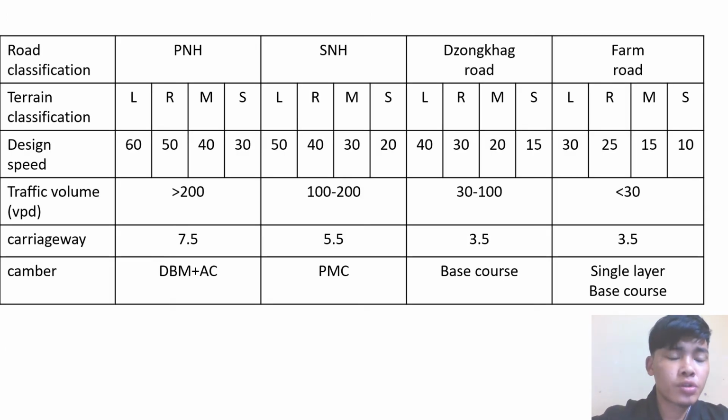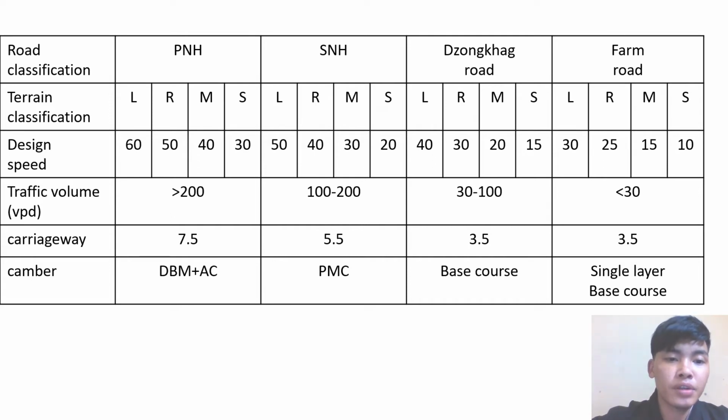This table shows the specification of roads for different terrain classification. Design speed for different terrain classification are given in this table. Traffic volume for primary national highway is greater than 200 vehicles per day. For secondary national highway, it is between 100 to 200 vehicles per day. For Dzongkhag Road, it is 30 to 100 vehicles per day. For farm road, it is less than 30 vehicles per day.